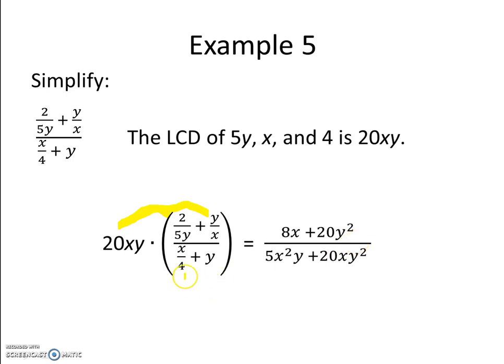Going to the denominator, when we take 20xy times x over 4, we get 5x squared y. And the last part is 20xy times y, which is 20xy squared. So our final answer is 8x plus 20y squared divided by 5x squared y plus 20xy squared. We look and make sure that we can't factor anything out, and we can't. There are no common factors, so that is our final answer.